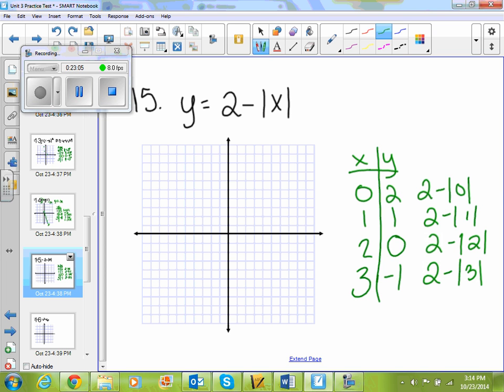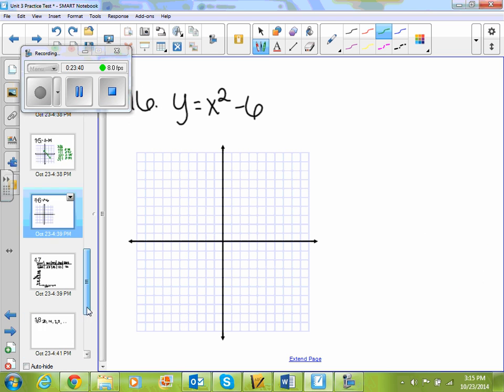Okay, so then 0, 2 is at 0 up 2. 1, 1 is over 1 up 1. 2, 0 is over 2 up 0. And 3, negative 1 is over 3 down 1. Do I connect these points? Yes. Okay. Did we have to have 4? Nope, you just have to have 3. Yep, all you have to have is 3. Alright. Can we connect them? Yep.